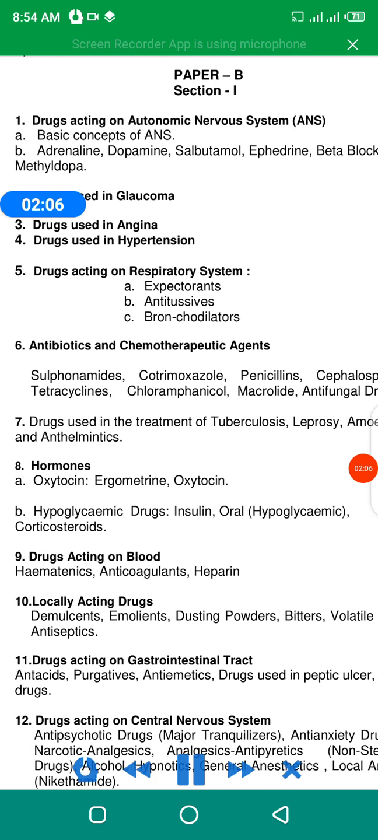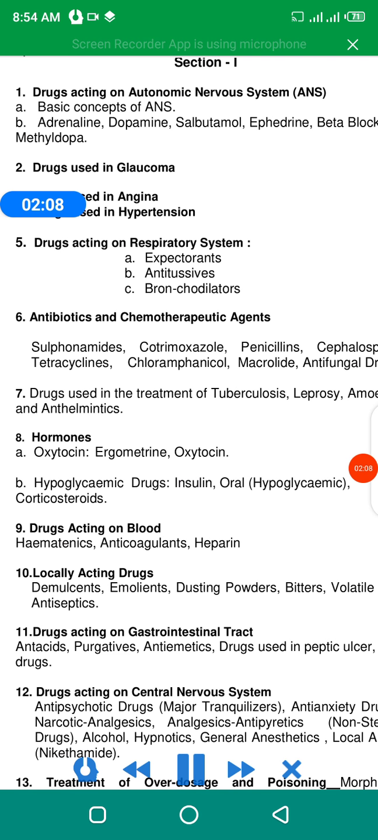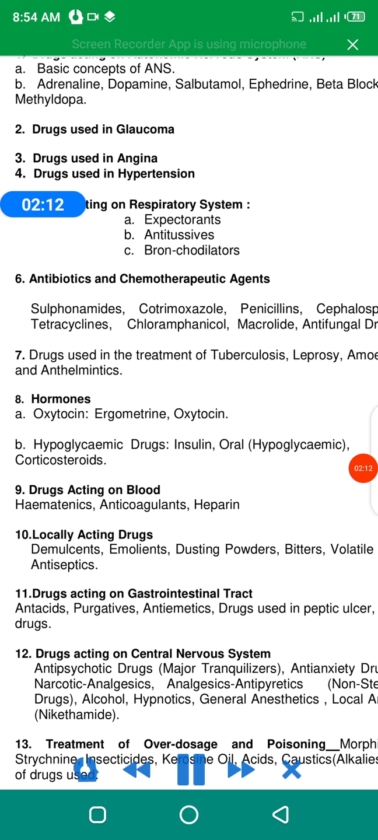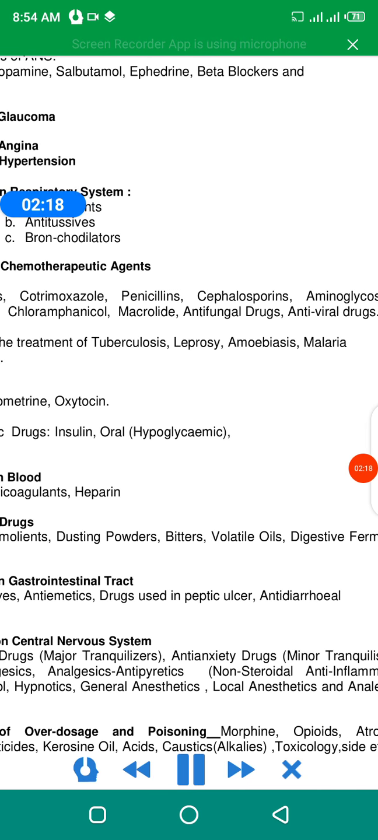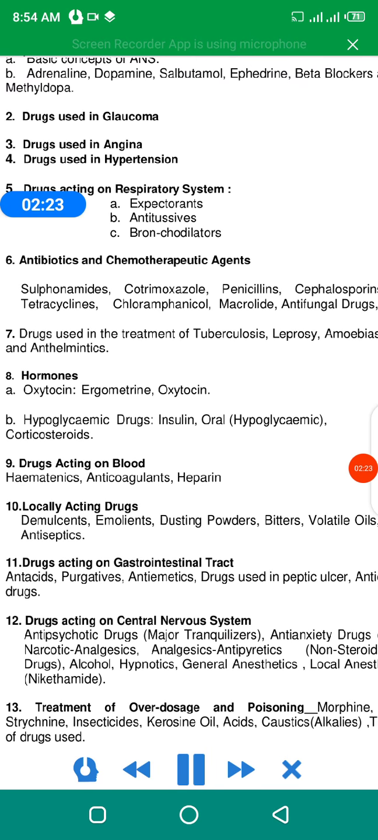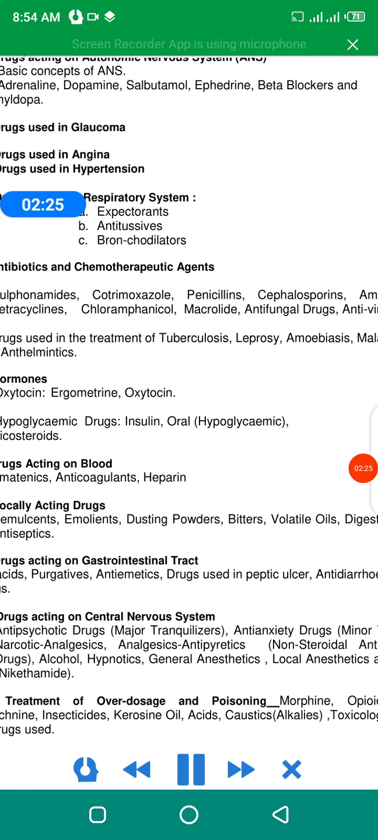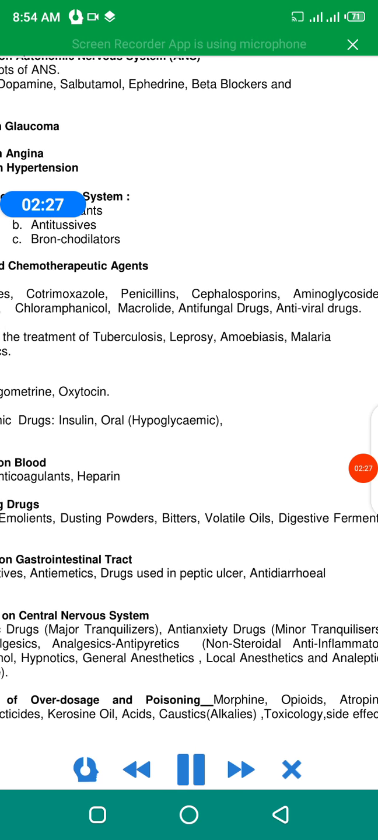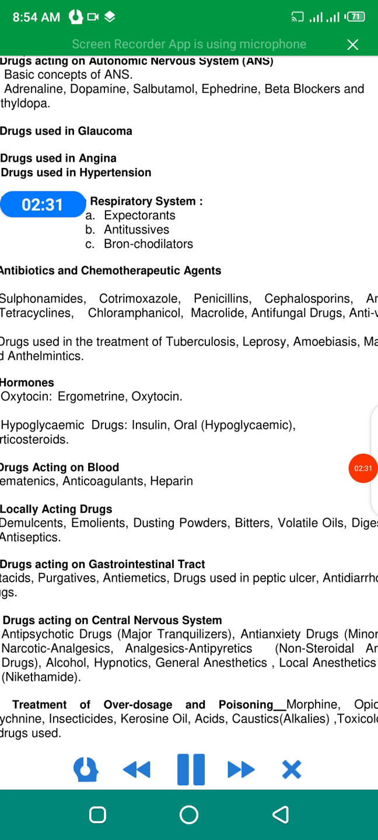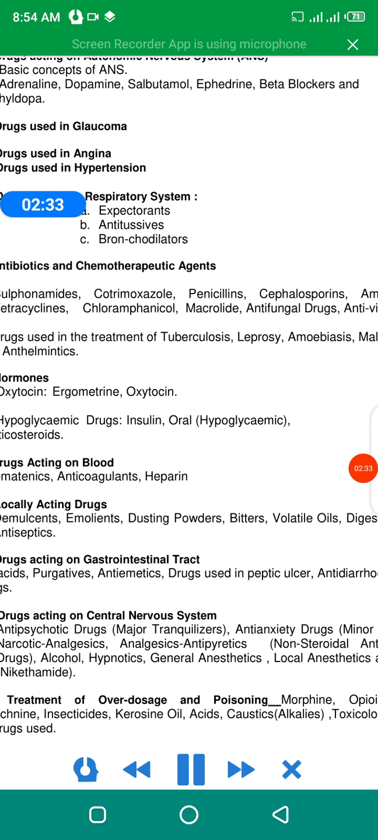5. Drugs acting on respiratory system: A. Expectorants. B. Antitussives. C. Bronchodilators. 6. Antibiotics and chemotherapeutic agents: sulfonamides, cotrimoxazole, penicillins, cephalosporins, aminoglycosides, tetracyclines, chloramphenicol, macrolides, antifungal drugs, antiviral drugs. 7. Drugs used in the treatment of tuberculosis, leprosy, amoebiasis, malaria and anthelmintics.